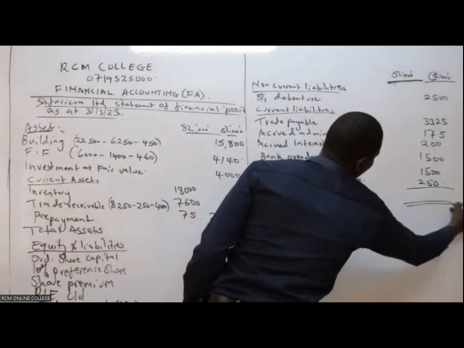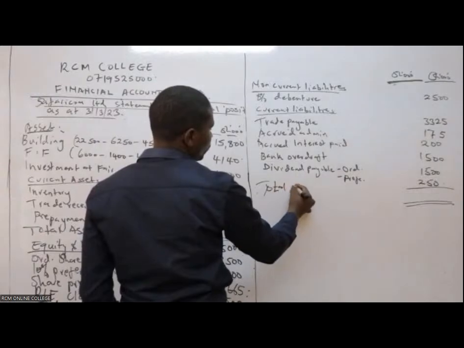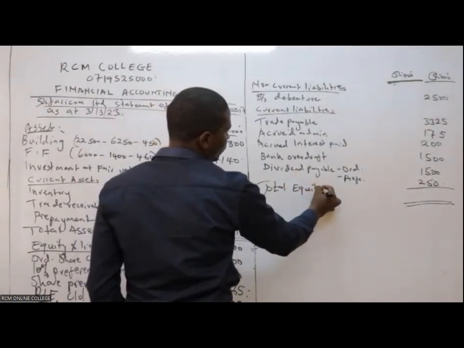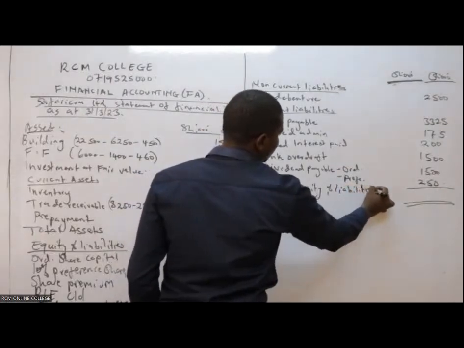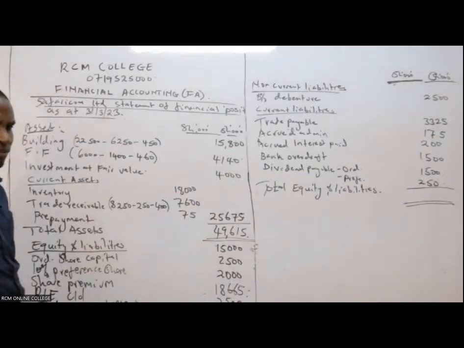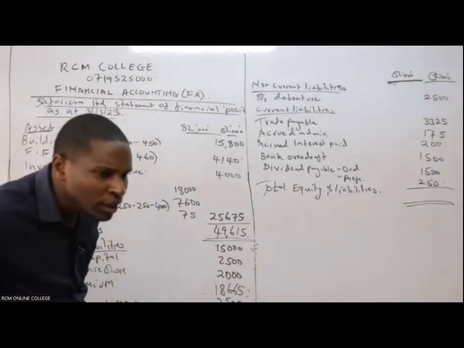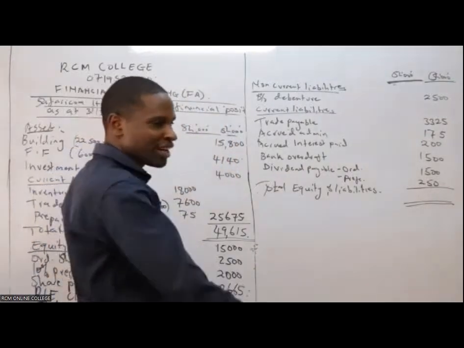Please get for me the total equity and liability, and thank you so much for being patient. Somebody who is very fast can give us that. I can see we have 1 minute now.